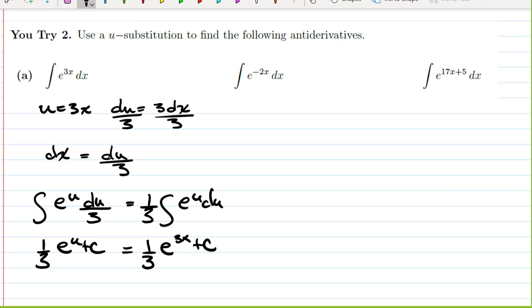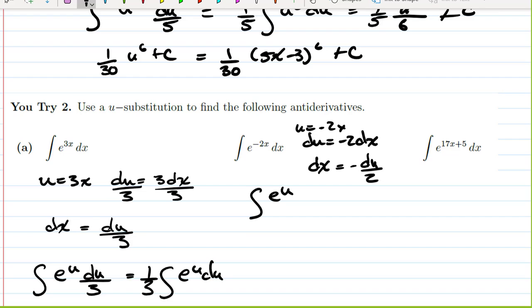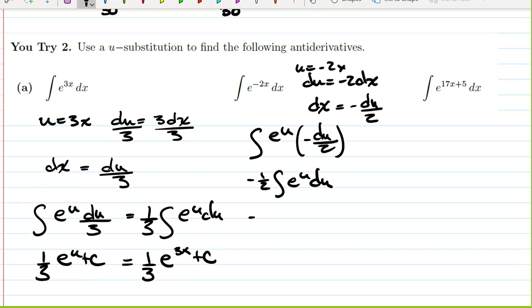And if we do something very similar on our next one, if we let u equal negative 2x, then du is negative 2 dx. So that would give us that dx is negative du over 2. So we would have the integral e to the u again, times negative du over 2. So that would give us negative 1/2 times the integral of e to the u du, or negative 1/2 e to the u, but our u is negative 2x, plus c.